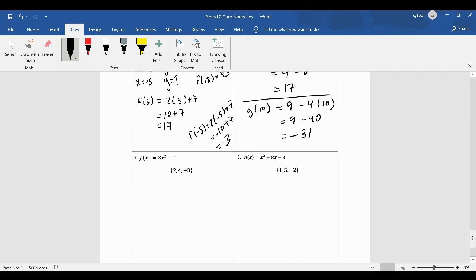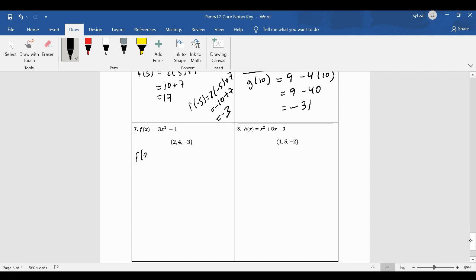All right, let's take a look at the last two here. F of 2 equals 3 times 2 squared minus 1. 3 times 4 minus 1. 12 minus 1 gives me 11. F of 4 equals 3 times 4 squared minus 1. 3 times 16 minus 1. 48 minus 1 gives you 47.